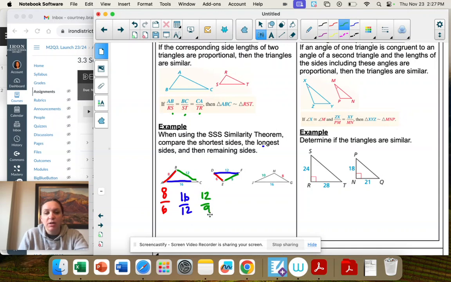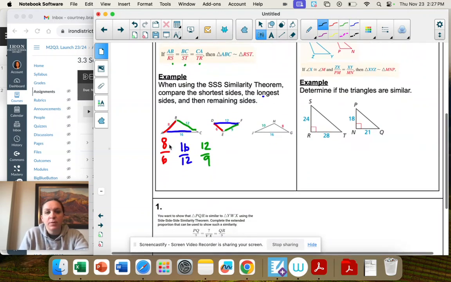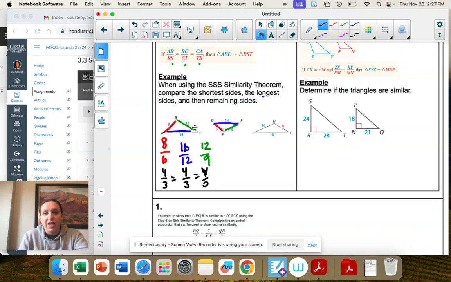And I would reduce all of those. Those both divide by 2, so it'd be 4/3. Those both divide by 4, 4/3. And those both divide by 3, which is 4/3. Okay, so these two triangles are similar by the side theorem. And then I can see that these two are not. They have two equal sides, but the 10 and the 12 are not equal. So those would be not similar.